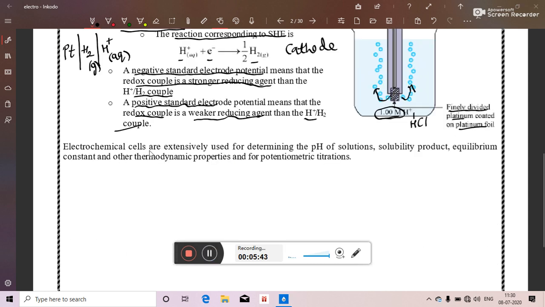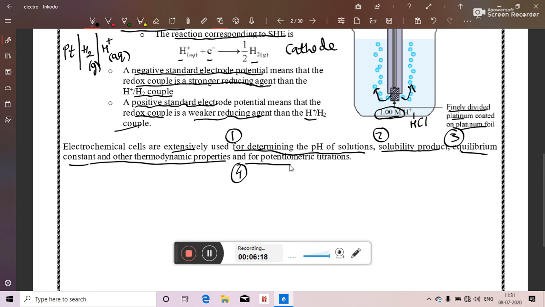Electrochemical cells are widely used for the following purposes. First application of an electrochemical cell is determining the pH of a solution. Second, we can find out the solubility product, that is Ksp. Third is the equilibrium constant, K equilibrium, as well as other thermodynamic properties. And the fourth application of electrochemical cells is in potentiometric titrations.